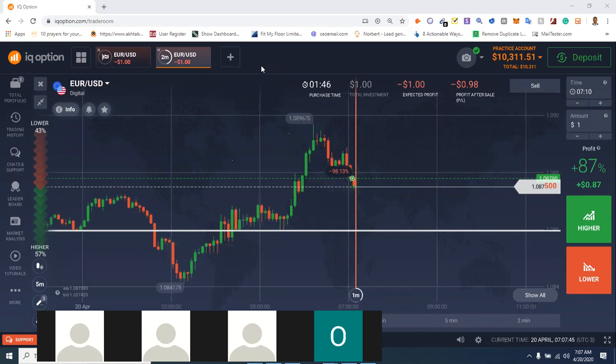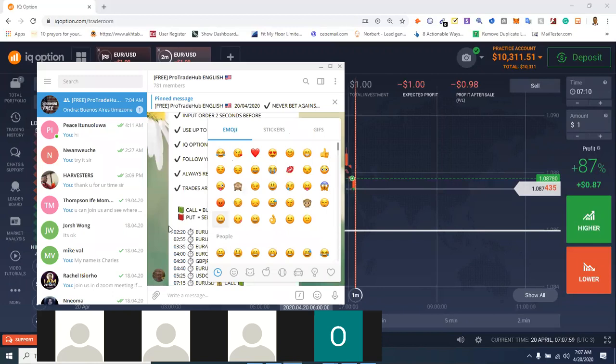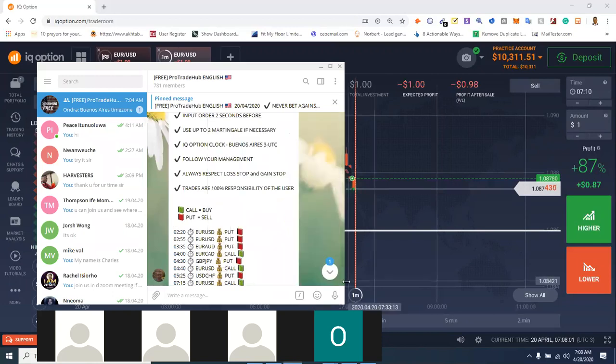If this particular trade doesn't go higher as expected, we will end up using another martingale. Yes, we will end up using another martingale, but I think it will affect our normal time for the next trade. Let's check. The next trade is coming. No, this is just a demo. This is not the actual live trading.